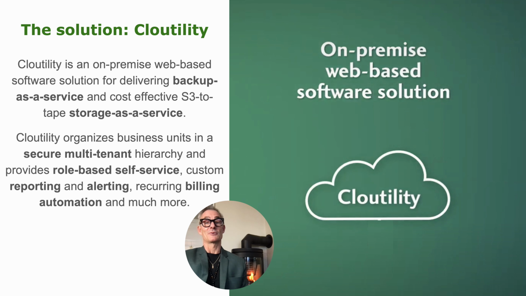Our solution, Cloutility, is used by managed service providers and enterprise IT departments. It's installed on-prem at customer sites. It adds the features you need on top of your existing infrastructure to provide backup and S3 storage as a service. Cloutility organizes business units in a secure and flexible hierarchical tree structure and provides role-based self-service, custom reporting and monitoring, including alerts when something goes wrong, recurring billing automation, and much more.